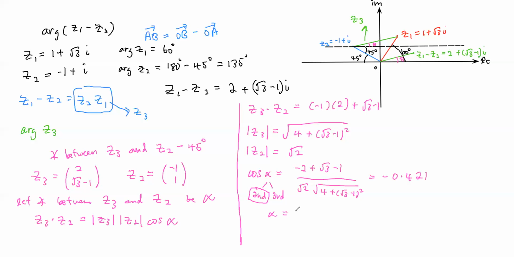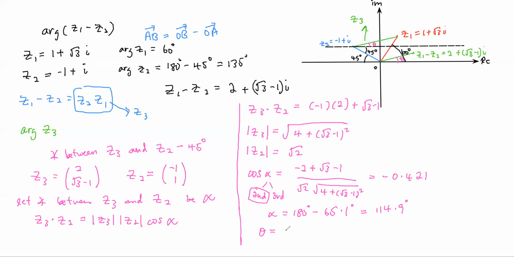It should be 180 minus 65.1 degrees. So it should give you 114.9 degrees. So alpha is actually this value, but that's not our final answer. We want to find theta.